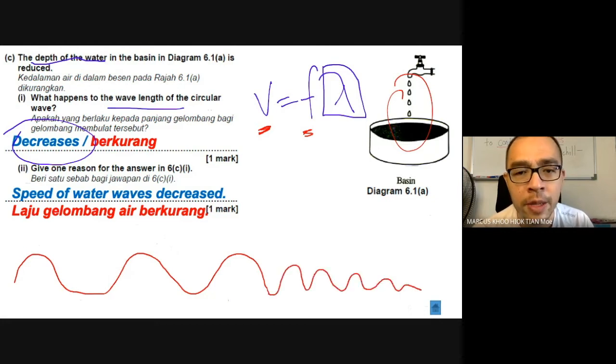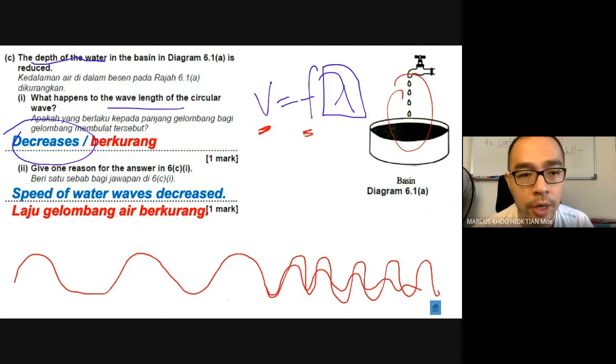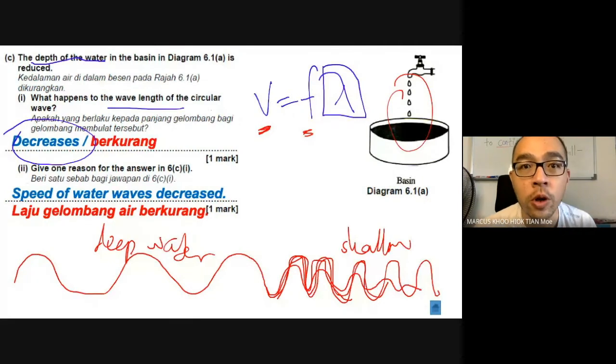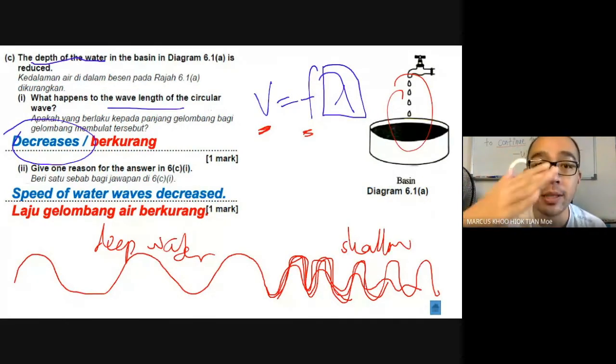Oh, sorry. I'm not supposed to change the amplitude, sorry. The wavelength becomes smaller. So this one is deep water. This one is shallow water. Can you imagine if in the deep water, the frequency also is very high. Can you imagine if in the shallow water, the wavelength also is very short. And you go on the boat, you'll be always like that all the time.